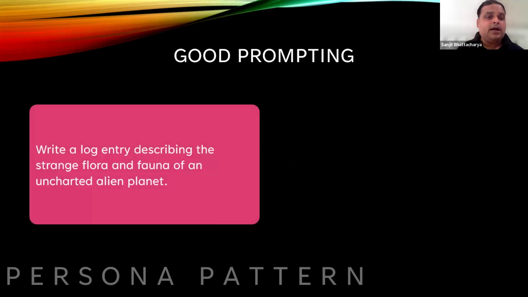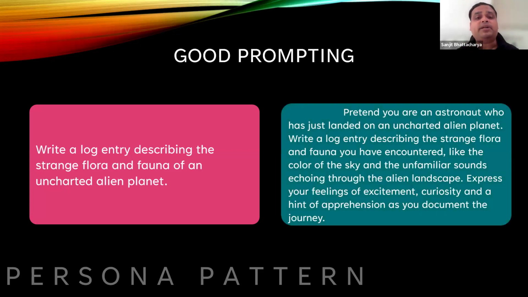Now, see this. Write a log entry describing strange fauna and flora of an uncharted alien planet. It can write from any aspect, okay? But you are thinking something else while writing this prompt. You are expecting something else. So how will the GPT know about that? Yeah, let's see. This is how the GPT will know about it.